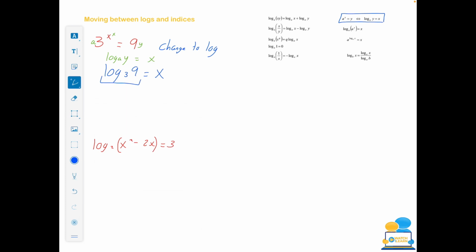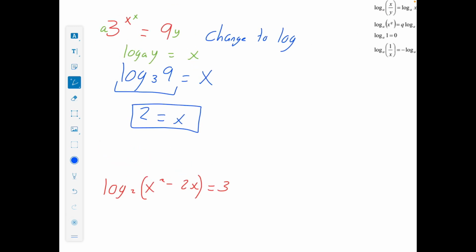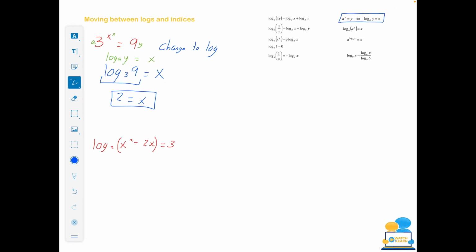So just make sure now, this is just a number, I can just put that into my calculator. So log to base 3 of 9 is equal to 2. So 2 is equal to x. Now we may have been able to spot that anyway. 3 to the power of x is equal to 9. x has to be 2. But that was an easy example. You'll need to be able to do more difficult ones where you won't be able to spot it straight away.